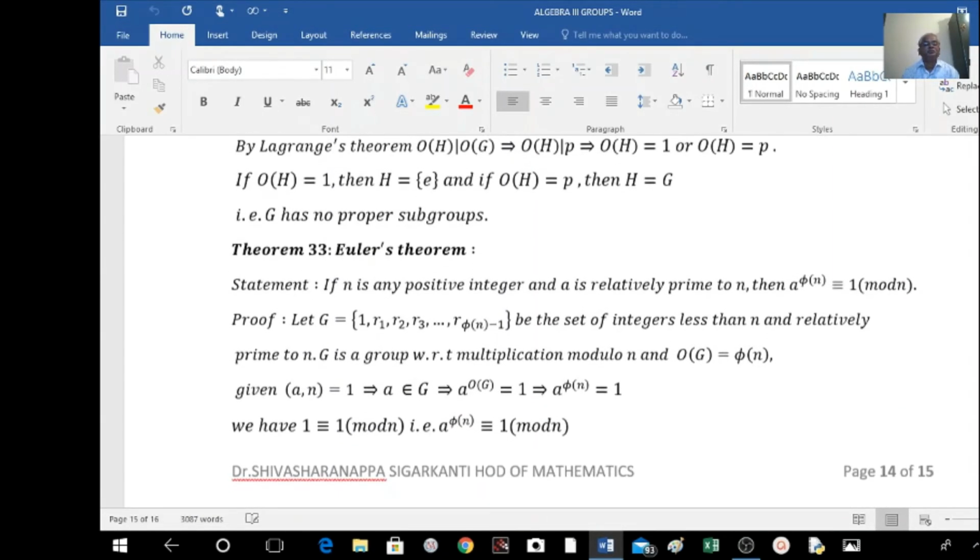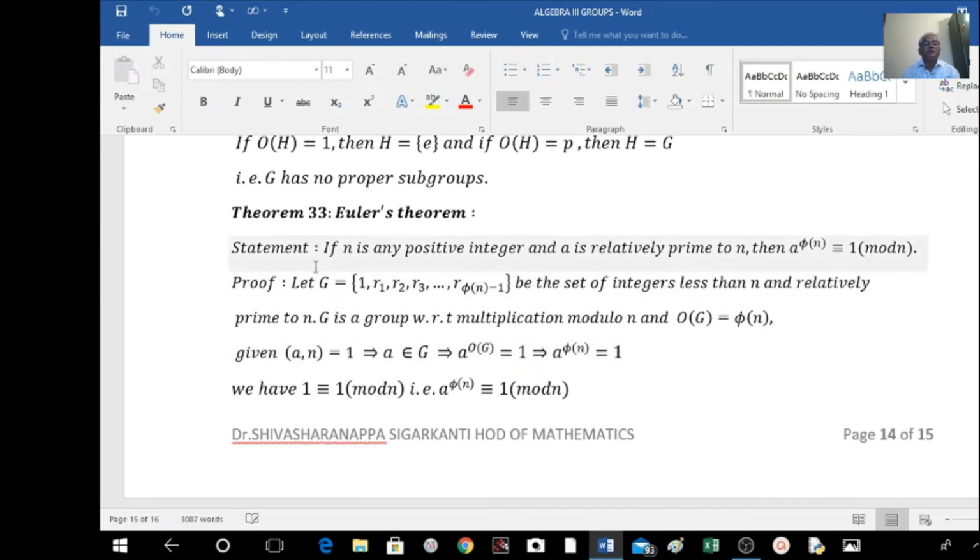Euler's theorem. The statement is: if n is any positive integer and a is relatively prime to n, then a to the power of phi(n) is congruent to 1 mod n. Phi(n) is the phi function here. That means this is nothing but the number of integers less than n relatively prime to n, which is known as phi of n.